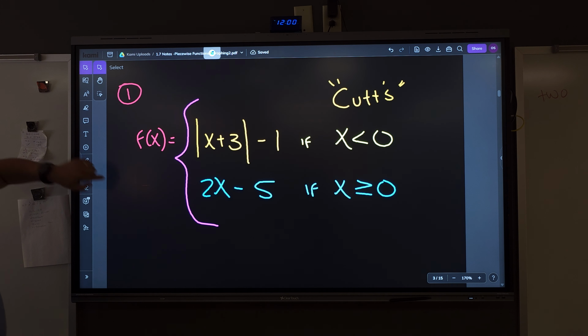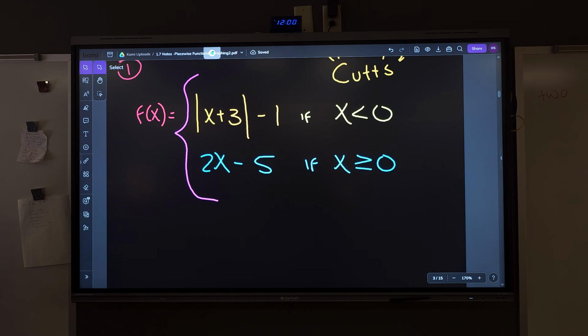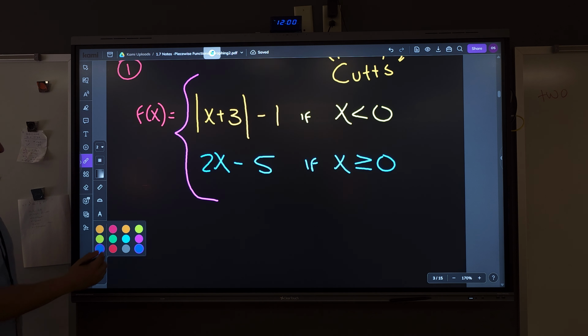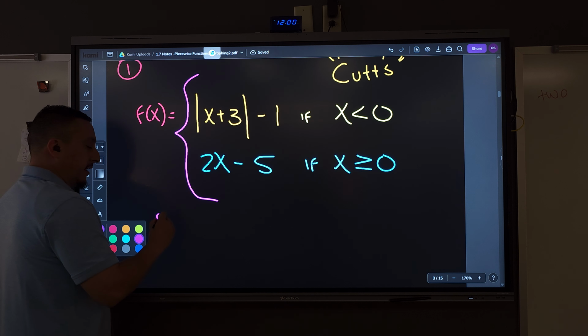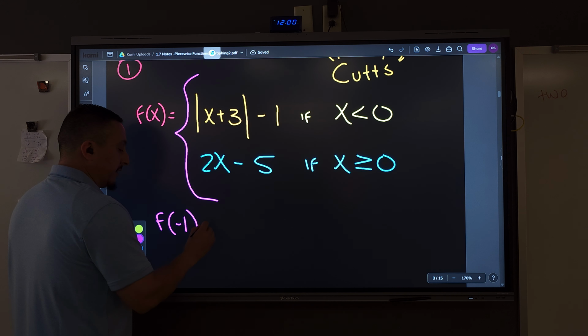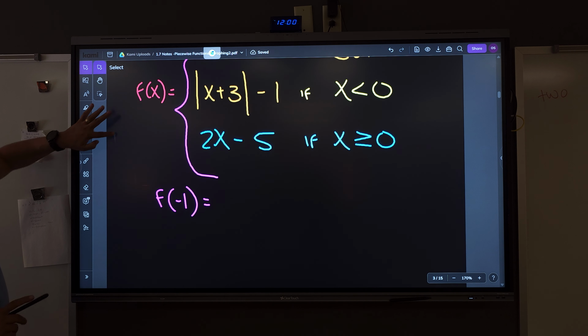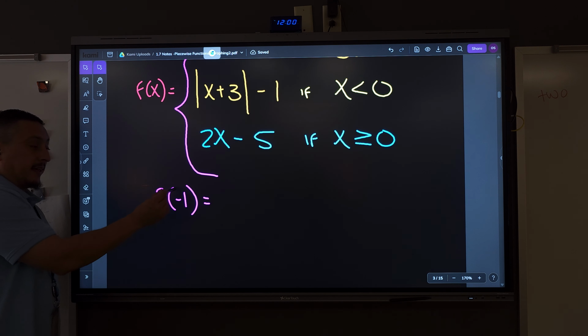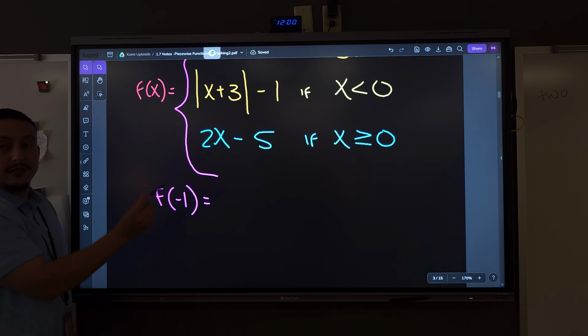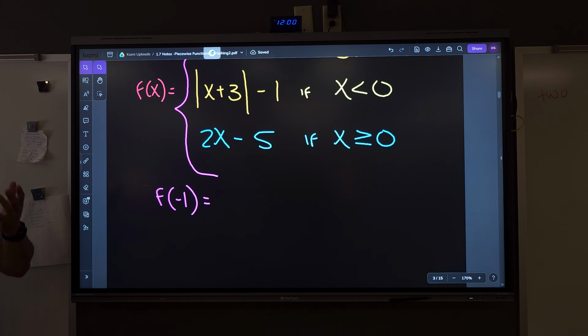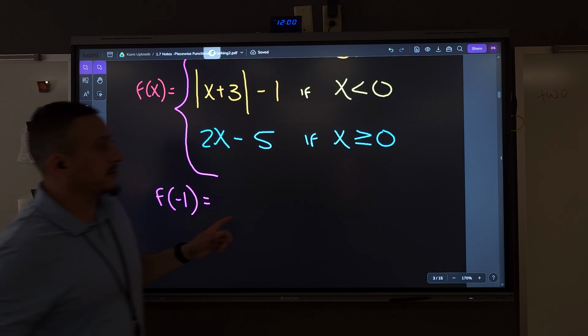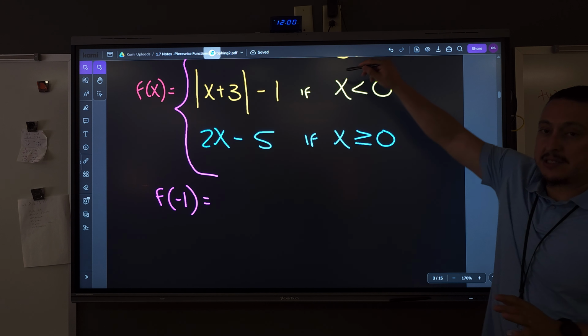Now, I'm going to do one problem of evaluation for those guys that were absent, and if you were here, just to see if you remember. So let's say I did f of -1. Please pay a lot of attention, especially if you're absent, Freddie. Usually you plug that -1 into the equation. But now you have two equations, so how do you know which one to plug it into? And that comes from the cuts, from the domain restrictions.